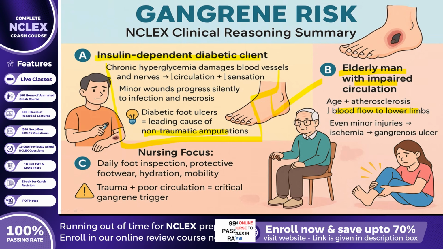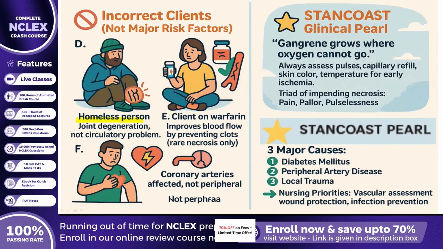In contrast, option D, the homeless person with osteoarthritis, is incorrect. Osteoarthritis is a degenerative joint condition and does not cause arterial insufficiency, while homelessness may predispose an individual to environmental injuries or infections. The osteoarthritis itself does not directly increase gangrene risk. Moving to option E, the client taking Warfarin, this is also incorrect. Warfarin is an anticoagulant that prevents clot formation and therefore typically improves circulation rather than restricting it. Although rare cases of Warfarin-induced skin necrosis exist, they are uncommon and usually occur in those with a specific clotting protein deficiency.